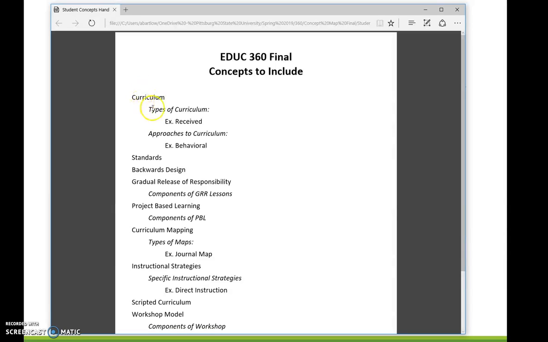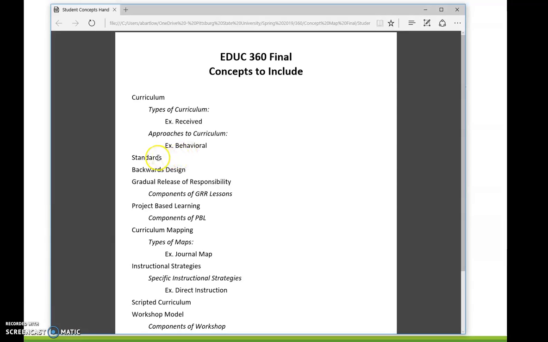So you need to include the word curriculum. Then you need to include the major types of curriculum. Now there were like 11 types of curriculum, so you need to make judgments about which of those are most important to include on your map. You need to include the approaches to curriculum. There were 6. Do you include all 6, or do you include 4 that were really important to you? You're going to have to make those decisions.